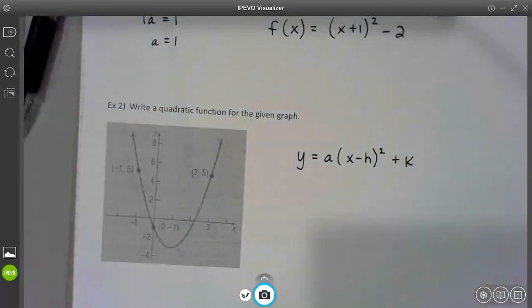All right, well, a couple things. We're going to need the x coordinate of our vertex for h. We're going to need k, the y coordinate of our vertex, and we're going to need a. I like to start by working through the vertex. It's just you might not be able to get all of that information at once.